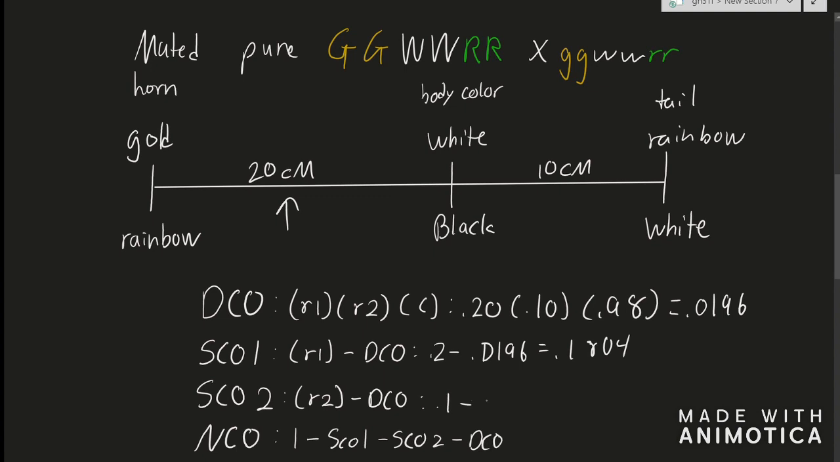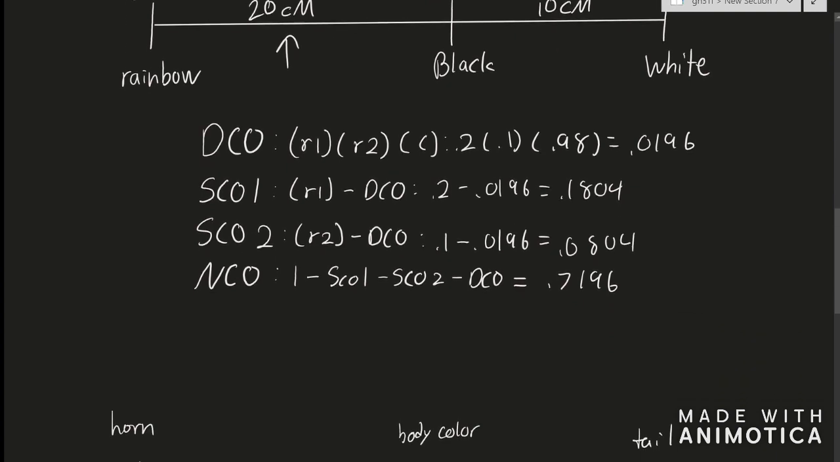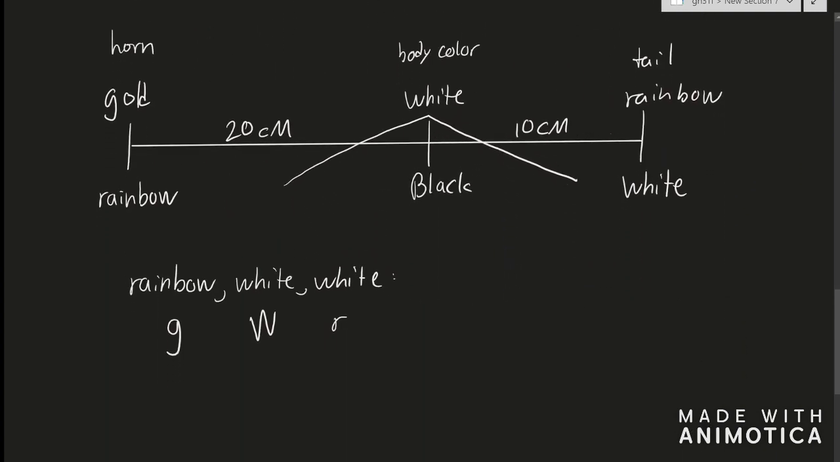For the single crossover events in region 2, the procedure is the same as for region 1, so 0.1 minus 0.0196 equals 0.0804. And then for the non-crossover event, we take all of these three and subtract them from 1. So then that would equal 0.7196.